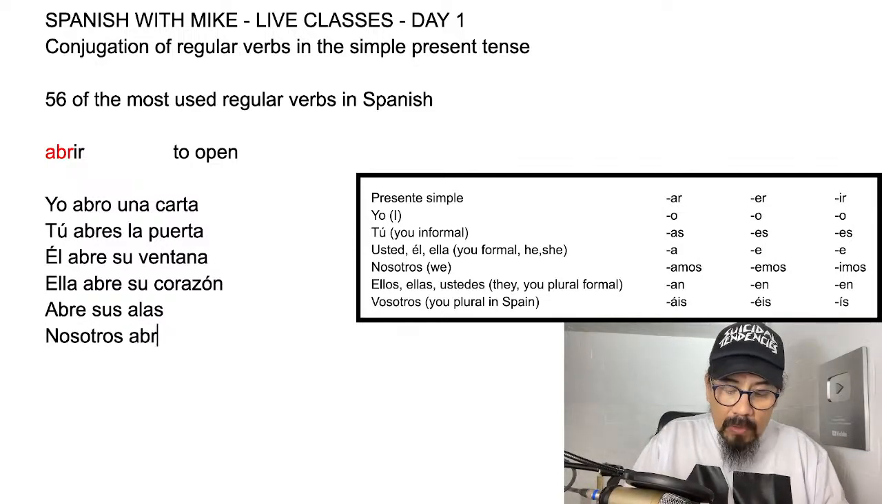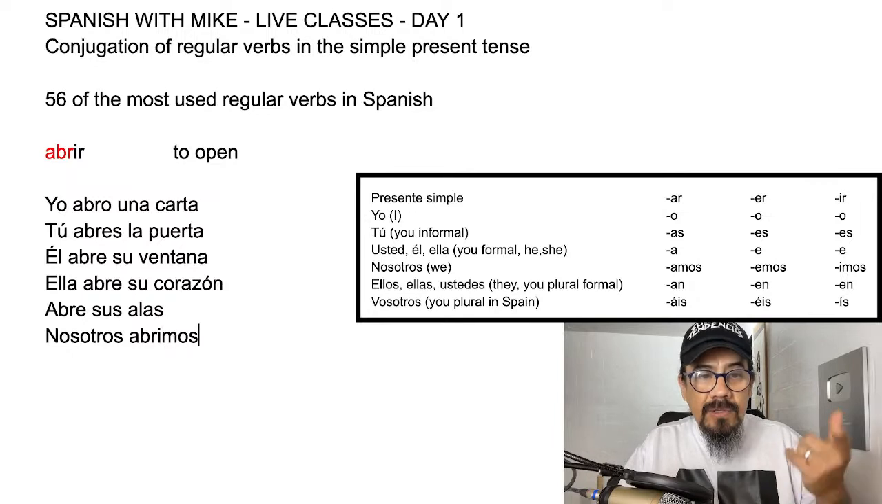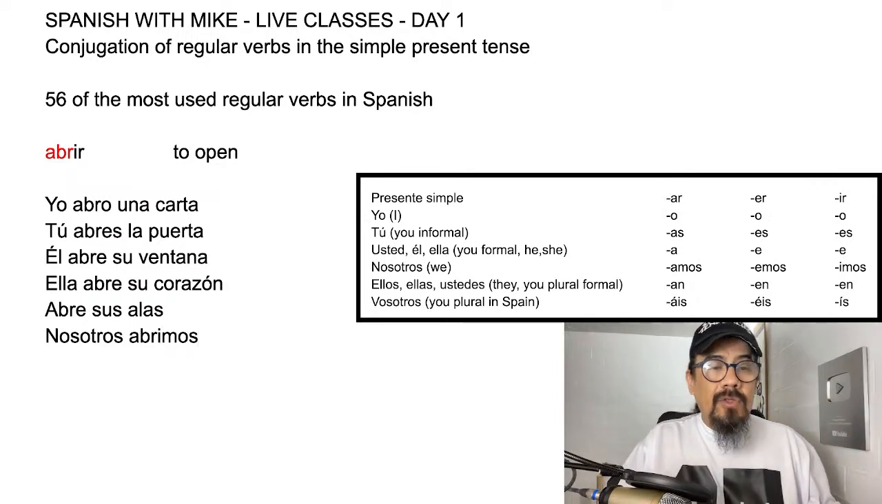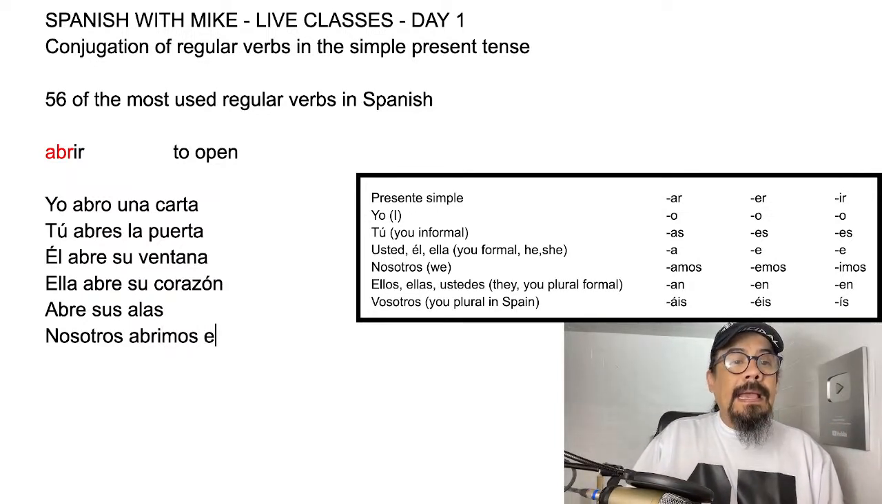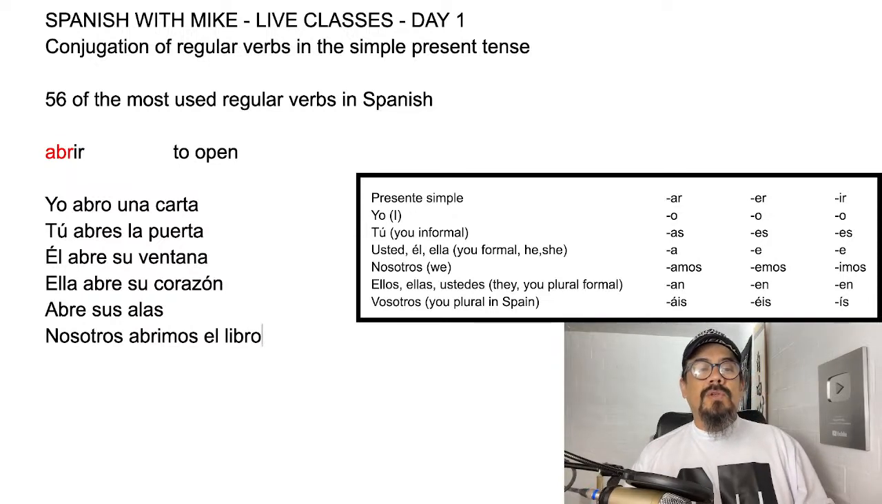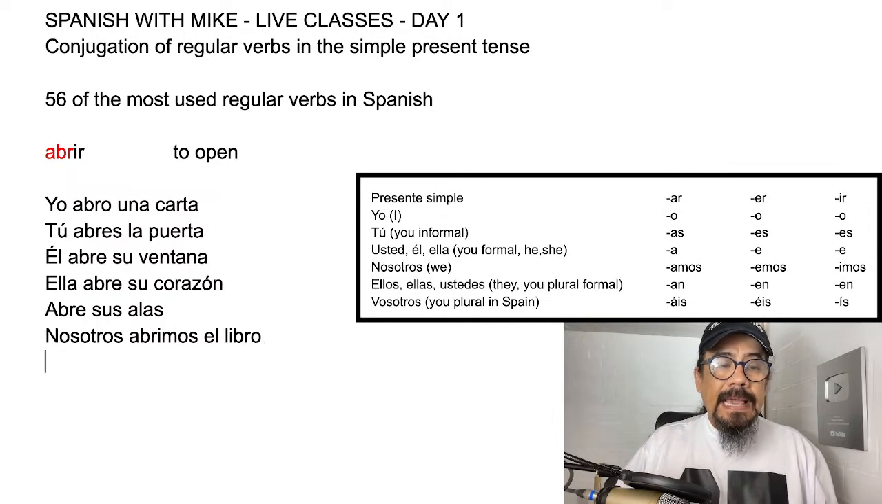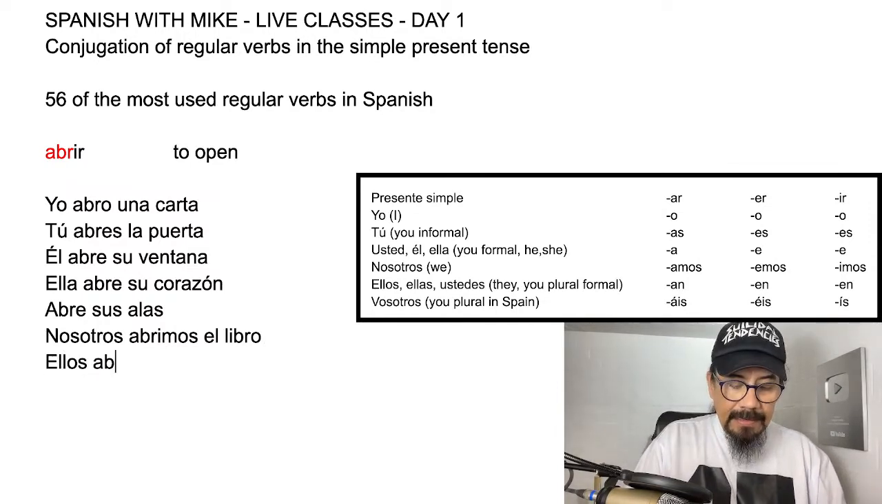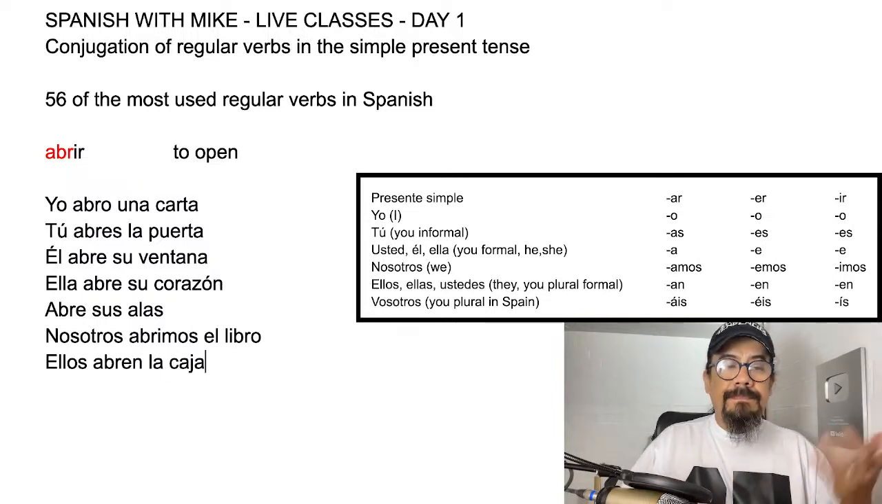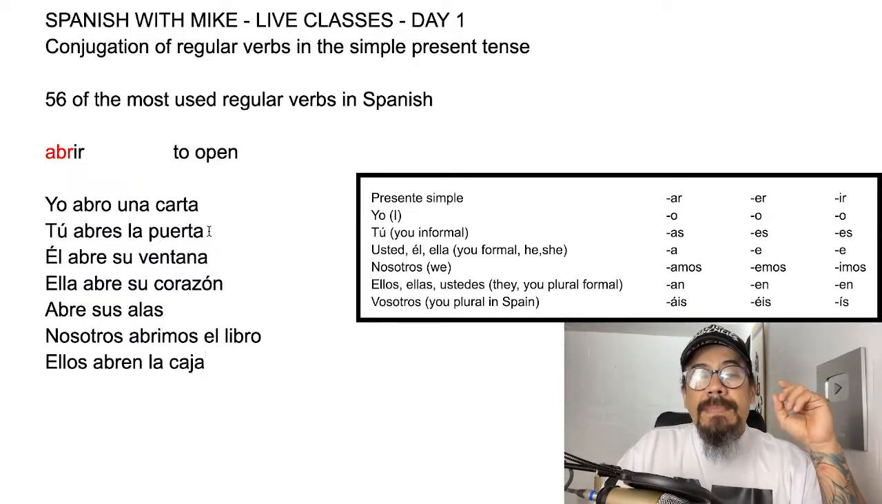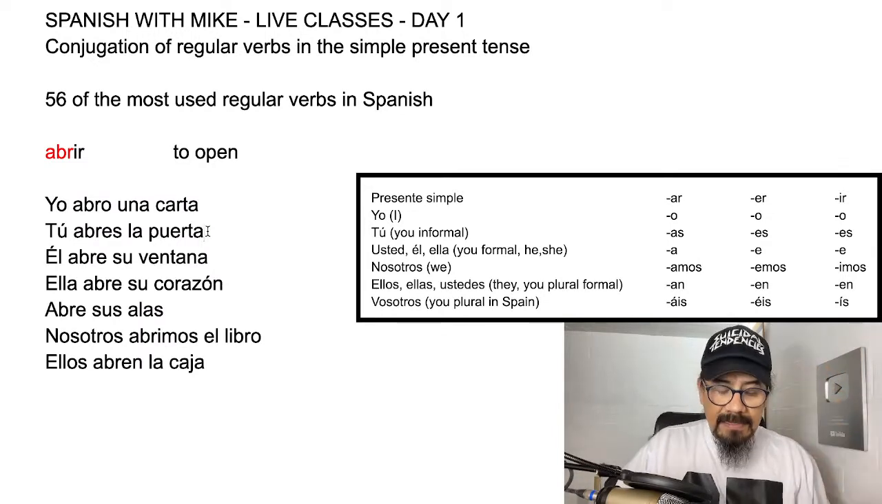Nosotros abrimos. Can you see how it works? Nosotros abrimos el libro. Nosotros abrimos el libro. And the last one, ellos abren la caja. Of course, we're missing two more. We are missing, well, actually three.